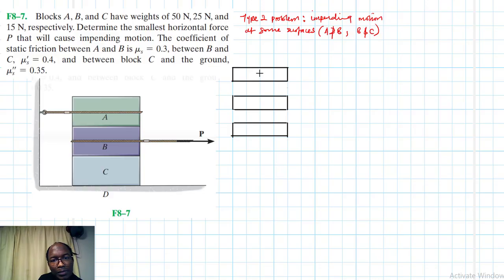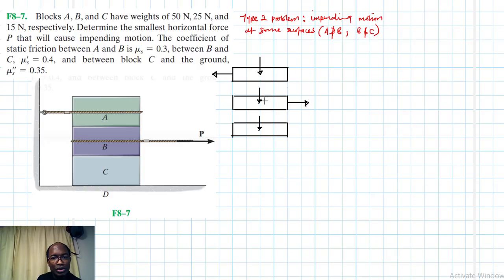So here we expect some W. We expect some W1. We'll call it WA. This is block A. And then here we'll have some W2, I mean WB. And here we'll have some WC. All right, so here we are going to have some tension force there like so. And then here we have the P.